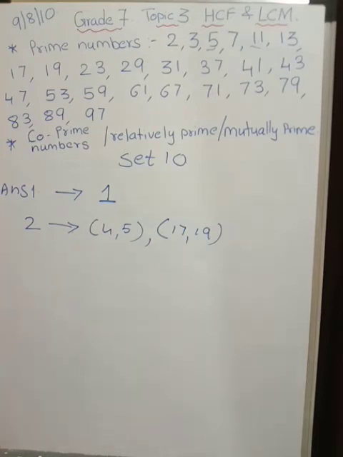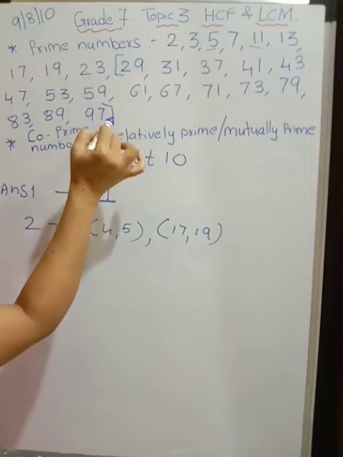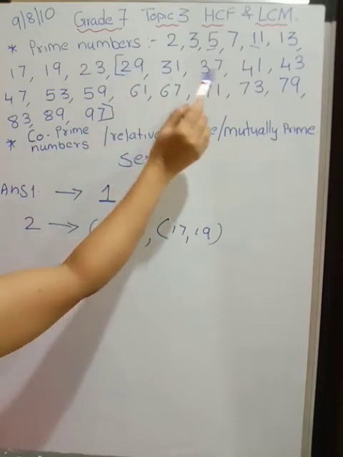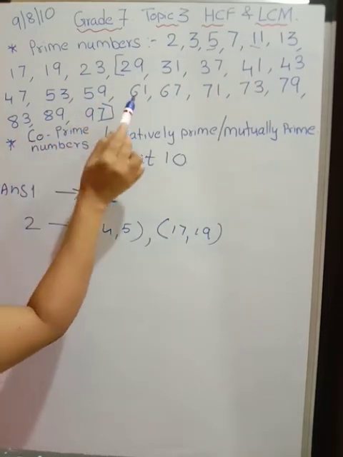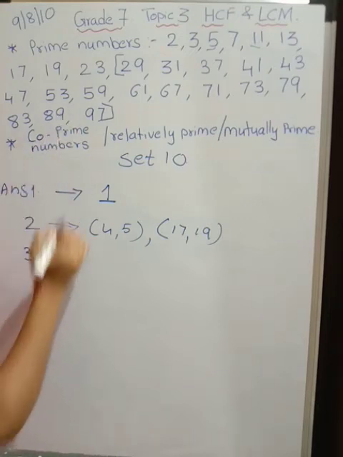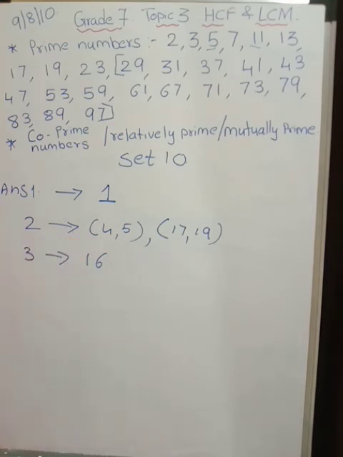Now the third question, list the prime numbers from 25 to 100. We have them all over here. From 25 to 100, that means from here to here. You can list all of these. How many are there? Let's count. 1, 2, 3, 4, 5, 6, 7, 8, 9, 10, 11, 12, 13, 14, 15, 16. So you have to list all these and then write that there are 16 prime numbers between 25 and 100. Now this is your third answer.